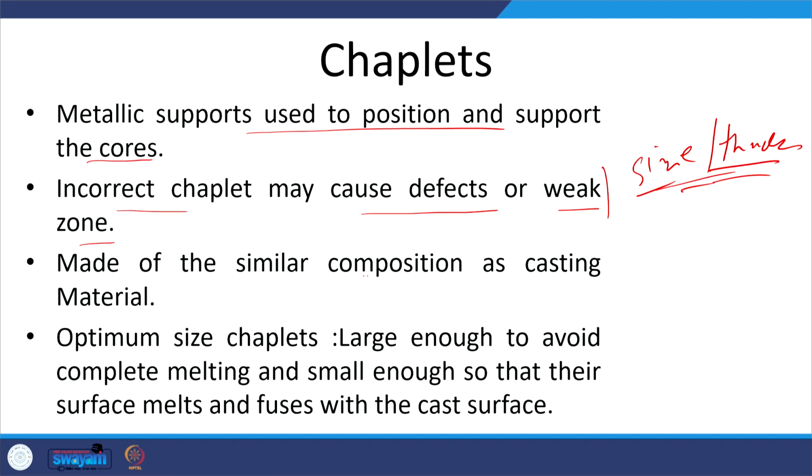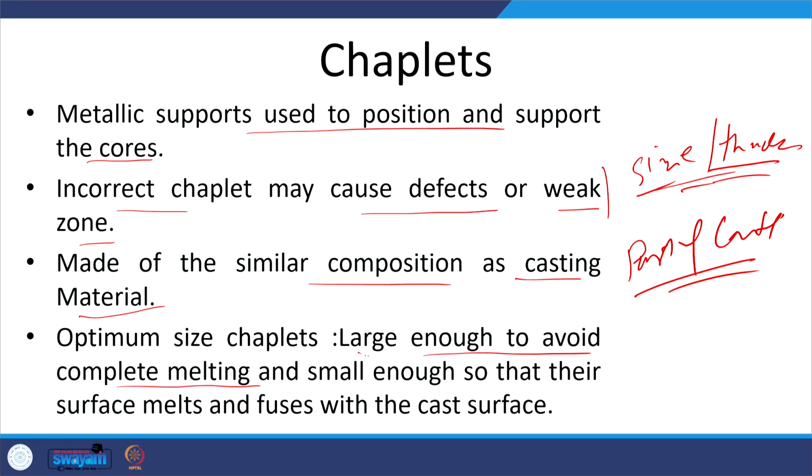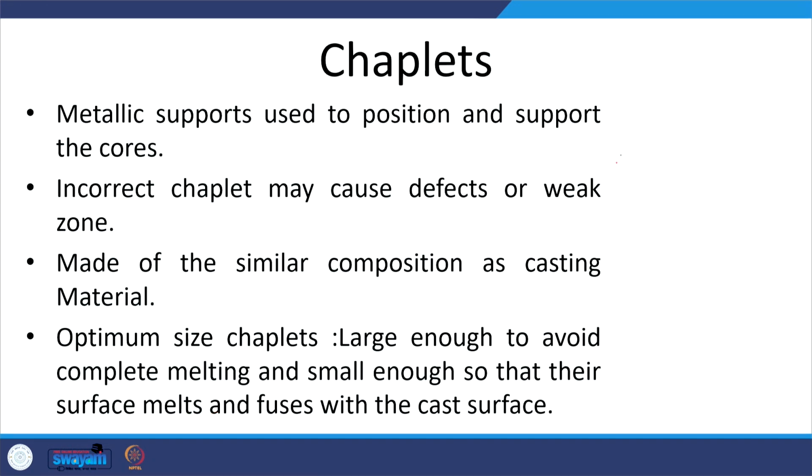These can be made of a similar composition as the casting metal, or these can be different, but it is desired that these are made of a similar one, because these will be forming part of the casting basically. So, optimum size of the chaplet is very crucial. Chaplet must be large enough to avoid complete melting, because if the chaplet melts completely by the molten metal, then it will not be able to provide support to the core, and it should be small enough so that the surface melts and fuses with the casting surface. So, this needs to be optimized.